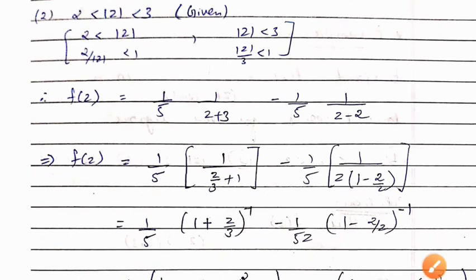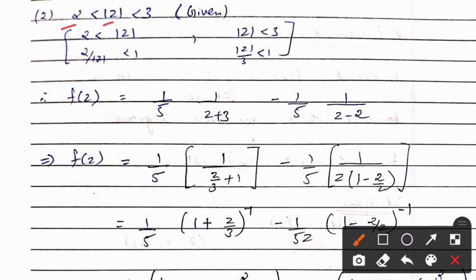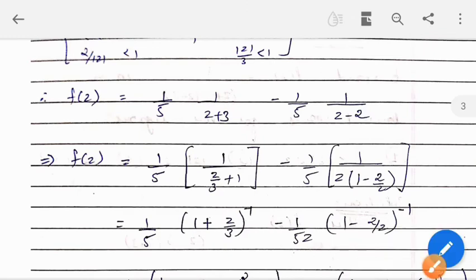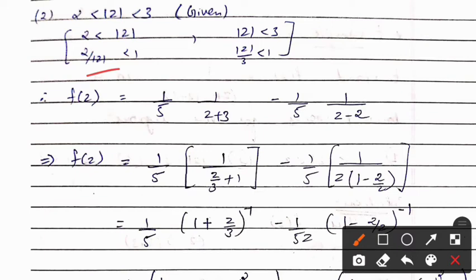Our other region is 2 less than mod z less than 3. This is given to us. Okay. So first I am taking the first portion, that is 2 less than mod z. Now this must be less than 1. So I will take z to the denominator. So I get here 2 by mod z less than 1. Same way I am taking the other portion, mod z less than 3. I have to make this less than 1, so I will take 3 to the denominator. So I get mod z by 3 less than 1.